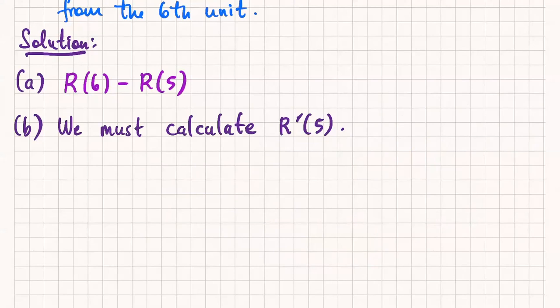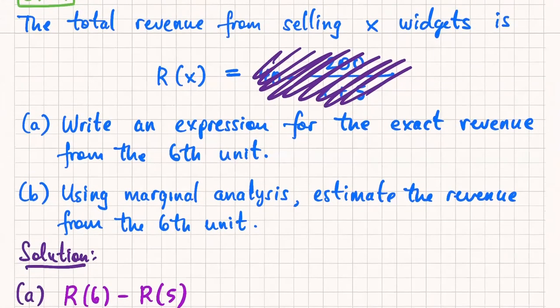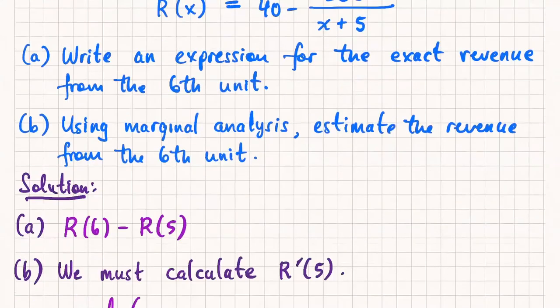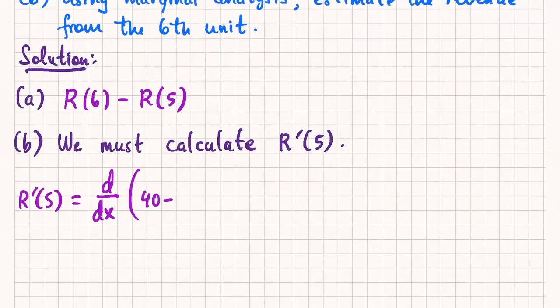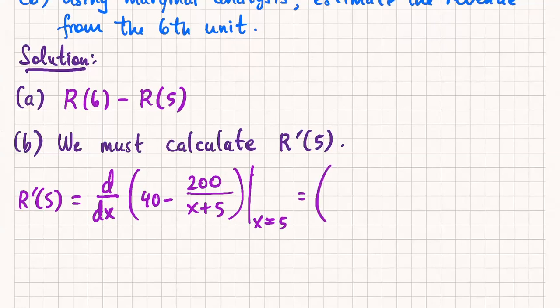Okay, so let's actually calculate that. So R prime of 5. Now we actually do need this function: 40 minus 200 over x plus 5. We take the derivative of that, and then we substitute x equals 5. What do we get for the derivative? We get 200 over (x plus 5) squared. We put in x equals 5, and we get 2. That's it.